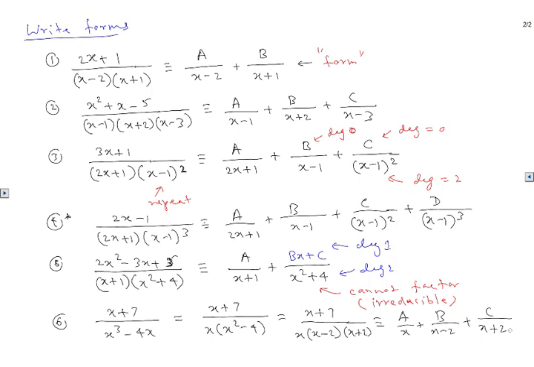So you can see that it's not that difficult. With repeated factors, it's going to follow the pattern of the smallest one. And if you have a quadratic term, we need to write a degree 1 polynomial, as in number 5, where you have Bx plus C. So now it's very clear. Now we're going to follow these patterns in the next few problems.